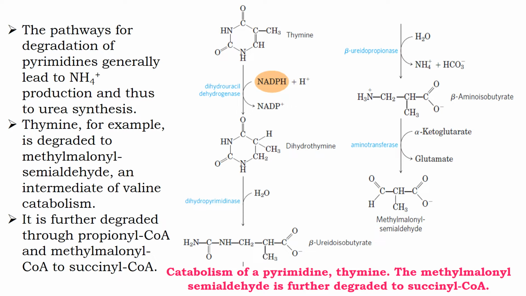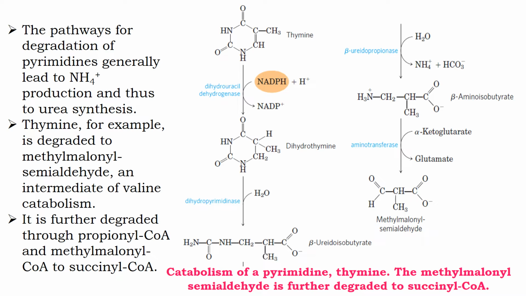and this is done by the action of an enzyme called beta ureidopropionase. See how many amino groups are there? 1, 2. There are 2 amino groups. Here we are left with 1 amino group. This amino group has been removed. Now we are left with this compound. This is called beta amino isobutyrate. Actually this whole part has been lost. This is lost as ammonia as well as bicarbonate ions.